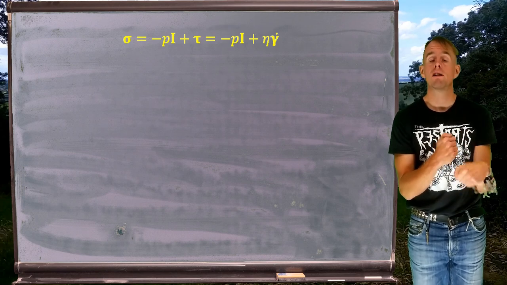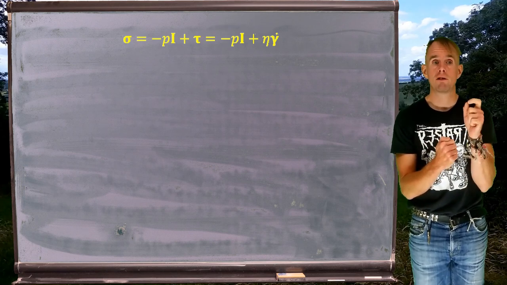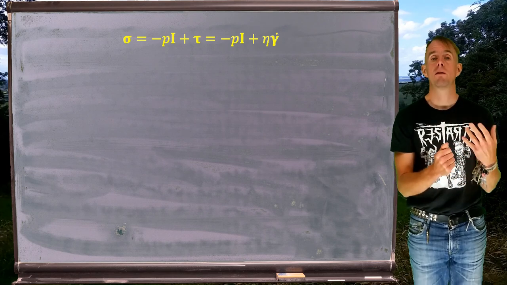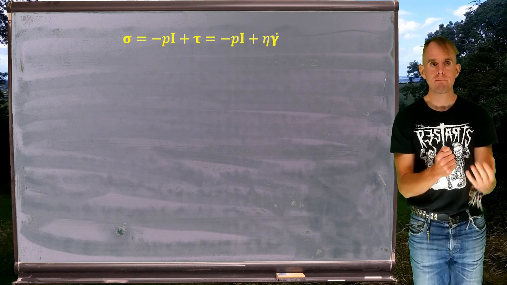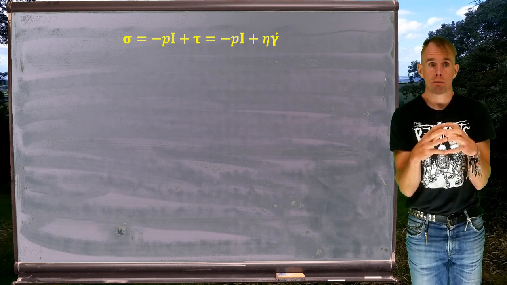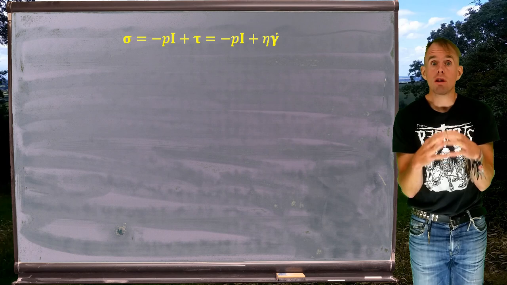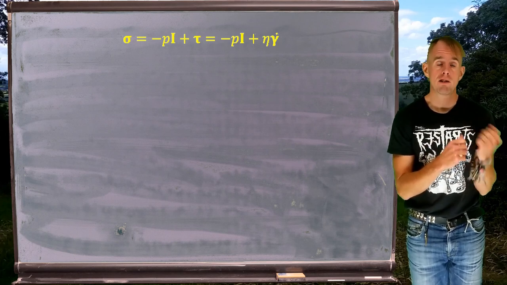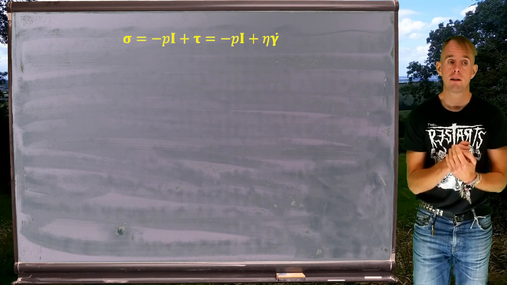In this case, we're looking at a Newtonian fluid, and so the stress due to deformation is simply eta times gamma dot, where gamma dot is my rate of strain tensor. So, we know that the total stress for our fluid is non-zero in the radial direction, but zero in the zz direction and the theta-theta direction.